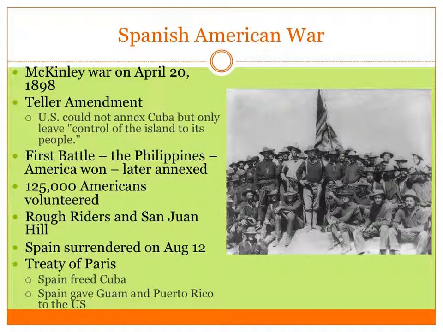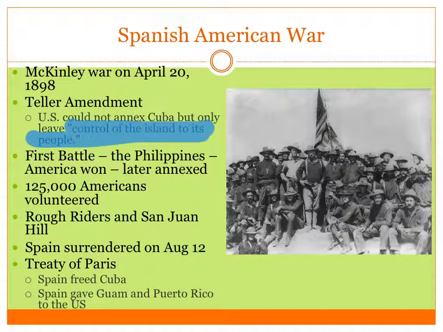They're not just going to supplant the Spanish power. So they're not going to say, okay, the Spanish are out now, America is in control. They're going to leave control of the island to its people. Now, this right here I want you to pay very close attention to, because this is going to come up again when we talk about the end of the war. They want to leave control of the island to its people, the Cuban people.